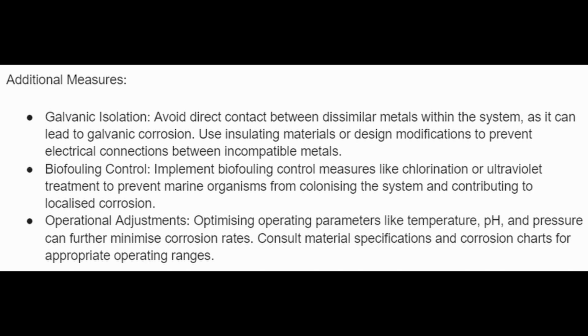Biofouling control. Implement biofouling control measures like chlorination or ultraviolet treatment to prevent marine organisms from colonizing the system and contributing to localized corrosion. Operational adjustments. Optimizing operating parameters like temperature, pH, and pressure can further minimize corrosion rates. Consult material specifications and corrosion charts for appropriate operating ranges.